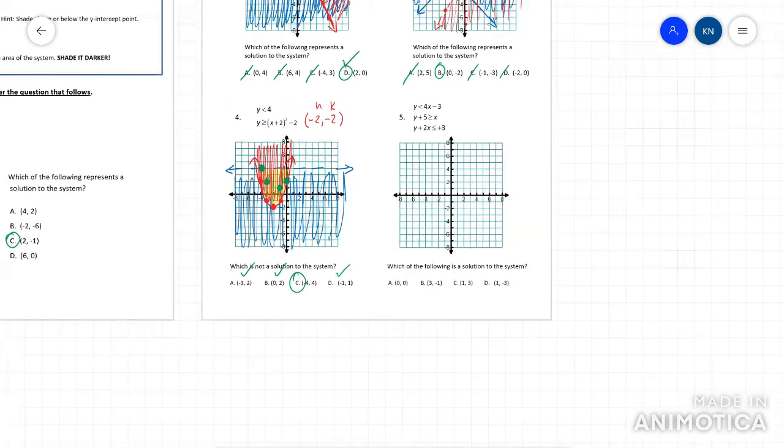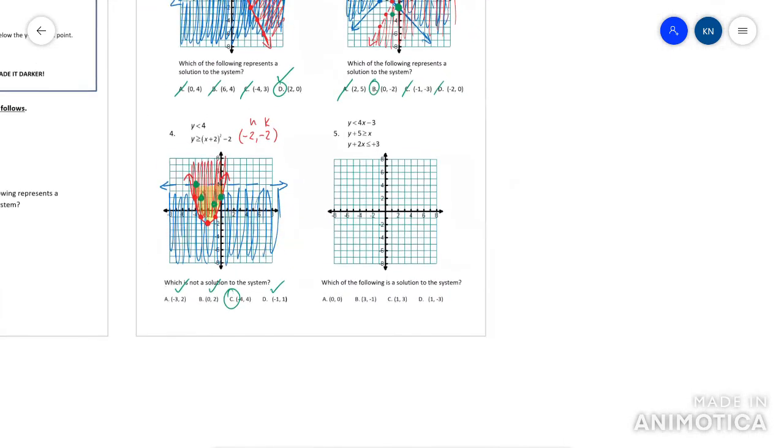All right, next up is this last one. This one has 3 inequalities, so this could be kind of challenging. The first thing I would do is get them all to mx plus b. So the first equation's good. The second one, you would have to subtract 5, so you'd get y is greater than or equal to x minus 5. And then the third one, you would have to subtract 2x, so you'd get y is less than or equal to -2x plus 3. So now that I have my 3 lines, just do them carefully one at a time.